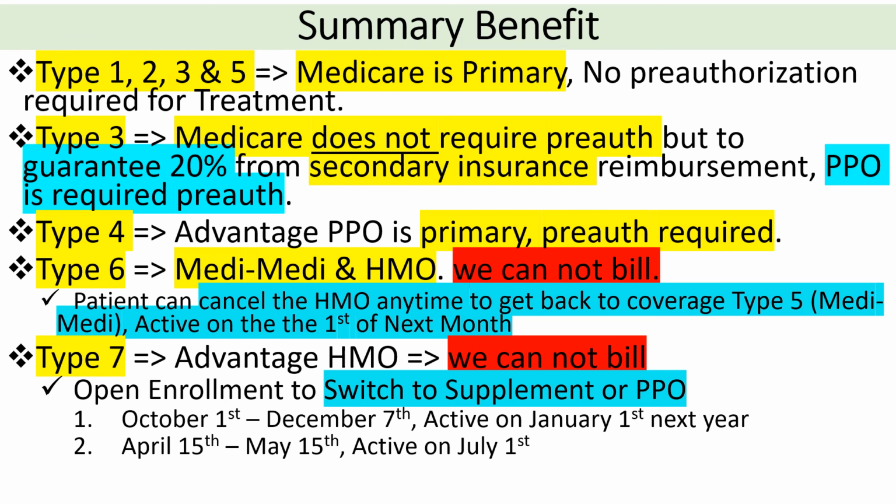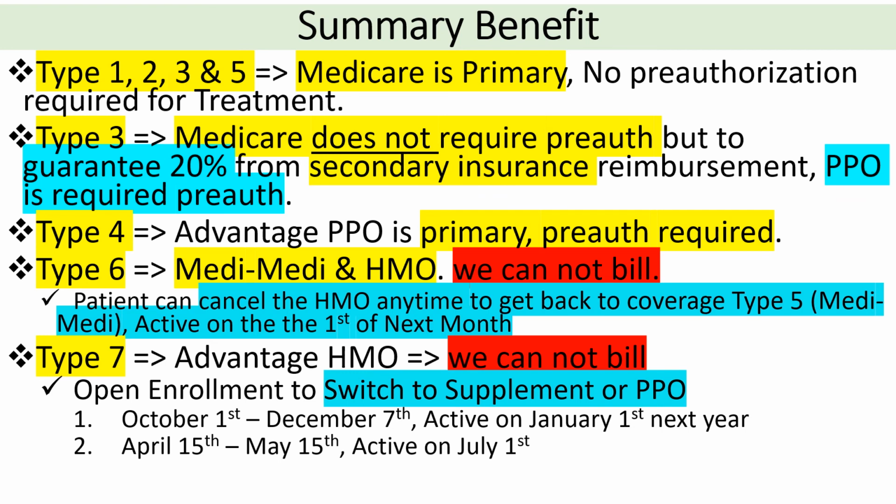Type 6 is Medi HMO. The patient can cancel the HMO immediately to get back to covering type 5. And then type 7, which is Advantage HMO, we cannot bill, so we wait for the open enrollment to switch. Okay, so that's the summary.